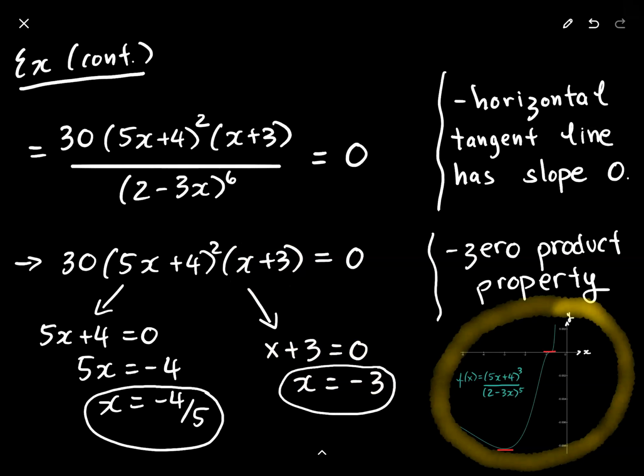And just for reference, here's a graph of the original function. And you can see the horizontal tangent lines in red at the x values minus 3 and minus 4/5.